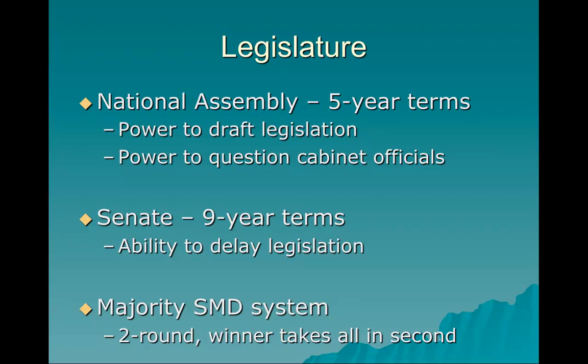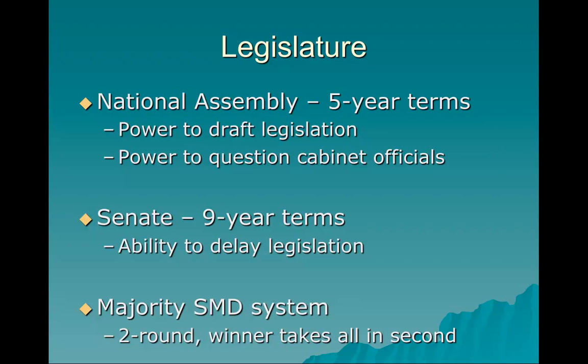In terms of the Senate, here we're talking about a 348-member Senate elected for 9-year terms. The senators are actually elected through an electoral college composed of the members of local government and members of the lower house. These are the guardians of local interest in the Senate. Their key power is really just delaying legislation. That's really what you need to remember. The Senate in France basically delays legislation, and that's about it.